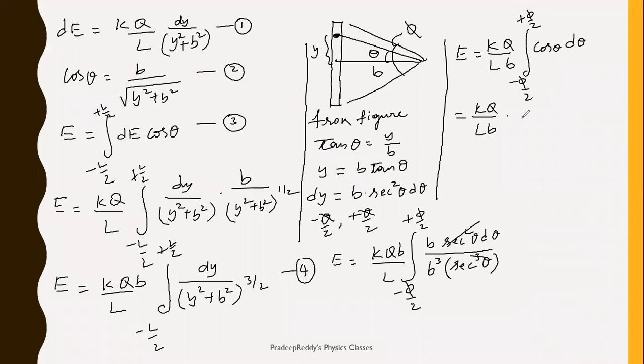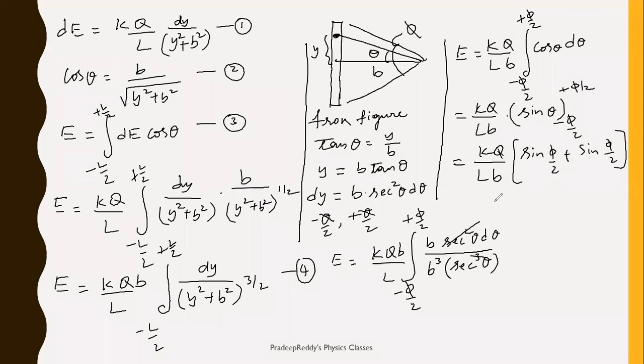Now this is equal to K capital Q by L into B, integration of cos theta is sin theta, and limits are from minus pi by 2 to plus pi by 2. Okay. This is K capital Q divided by L into B, upper limit sine of pi by 2 minus sine of minus pi by 2. Sine of minus pi by 2 will become plus, because sine of minus theta is minus sine theta. That minus comes over here, it will become plus. This is equal to K capital Q divided by L into B into 2 times sine of pi by 2.